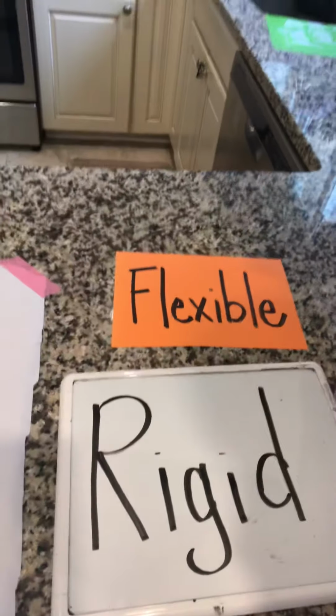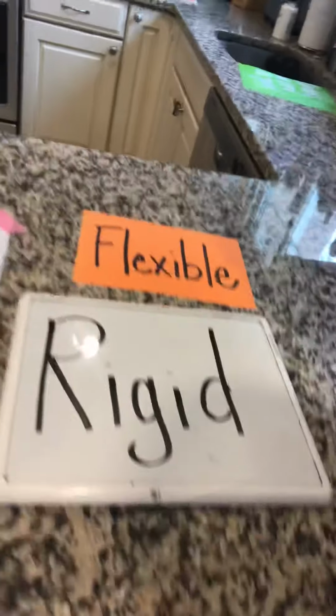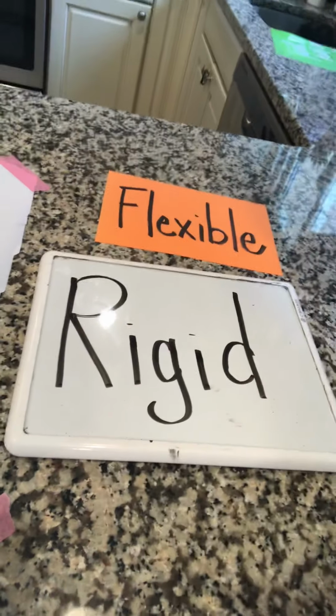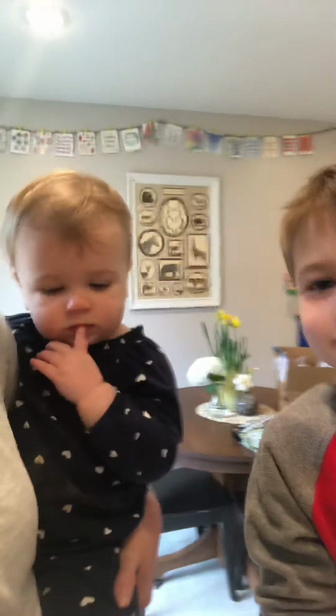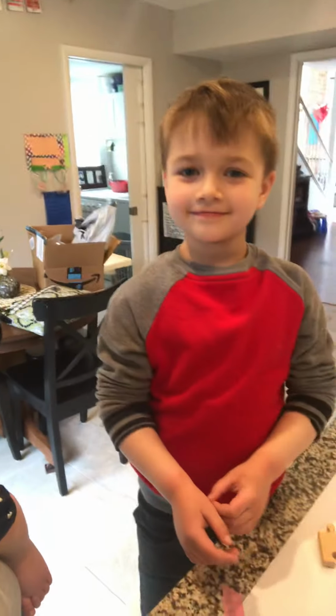I wrote out the word flexible, you can't see, it's kind of backwards, on a piece of paper that's very flexible, and I wrote out rigid on something that's hard and unable to move, just to further demonstrate those two words. Hadley's here too.